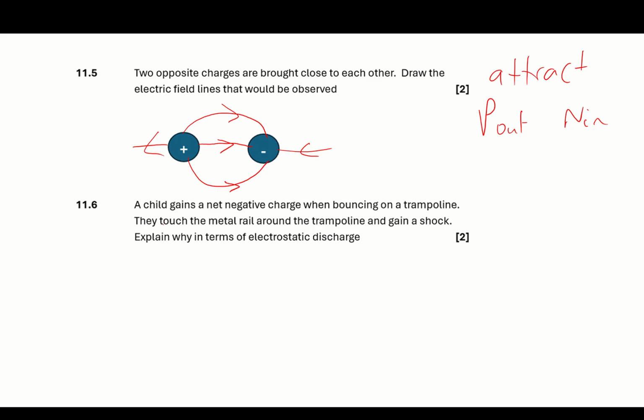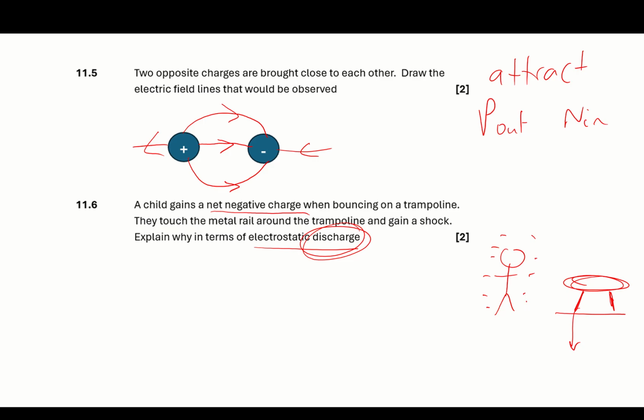The next one, a child gains a net negative charge when bouncing on a trampoline. They then touch the metal rail about the trampoline and gain a shock. Explain why in terms of electrostatic discharge. So we've got to talk about discharge. So if I go through, then I've got a child. They're all negative. Here's the metal hoop of the trampoline, and we can see it's connected to ground.